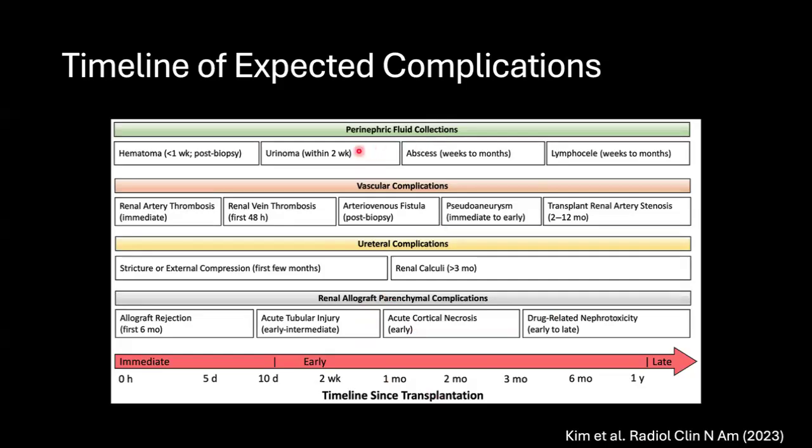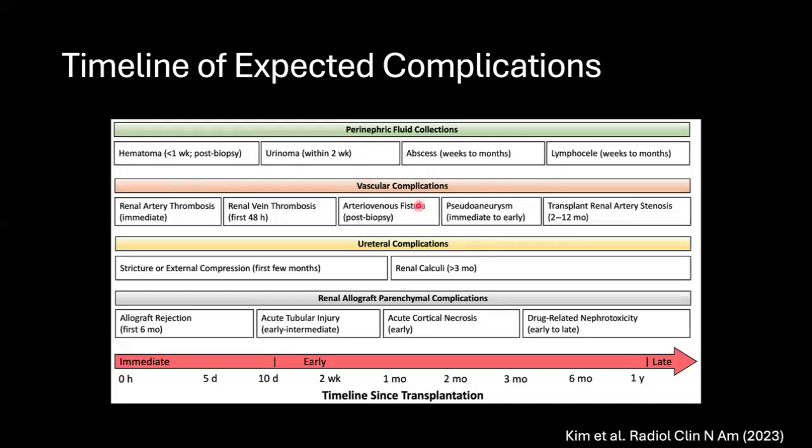So we categorize, like you might have a complication which is related to perinephric collections. If we see something perinephric, the timeline is very important. The 4 main perinephric collections that we see are hematomas, which are usually very, very early post-op; urinomas, which will occur within 2 weeks and more; abscesses, which would take weeks to months to develop; and then lymphoceles, which would usually take weeks to months or even longer.